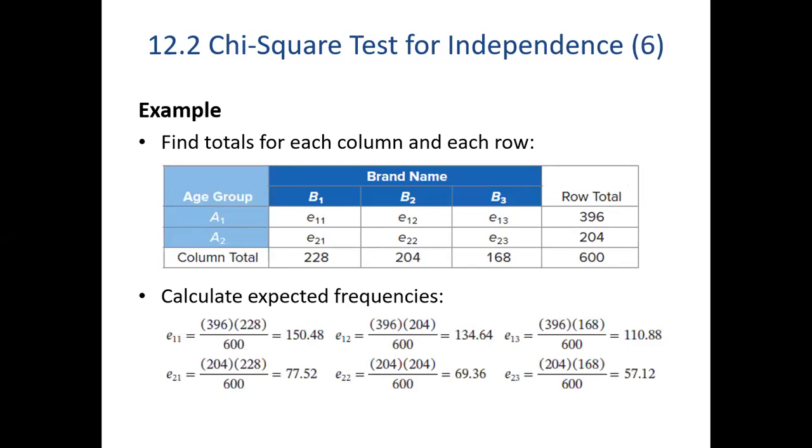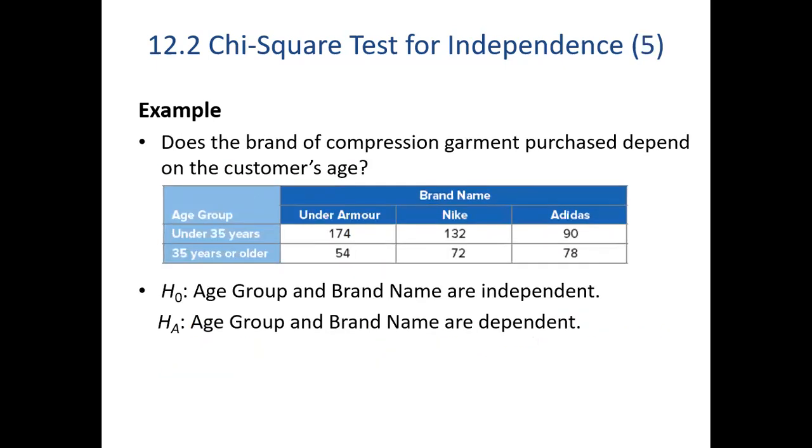So the expected counts are calculated by multiplying the row total times column total and dividing by the grand total. For expected value 1,1, which is column 1 and row 1, it will be row total 396 multiplied by column total 228 divided by the grand total of 600. Okay, so how do we do this problem using the calculator?